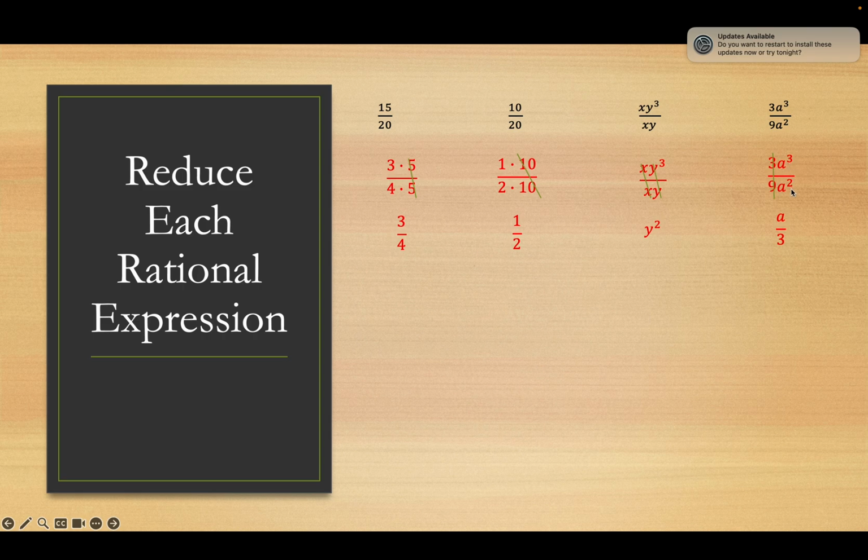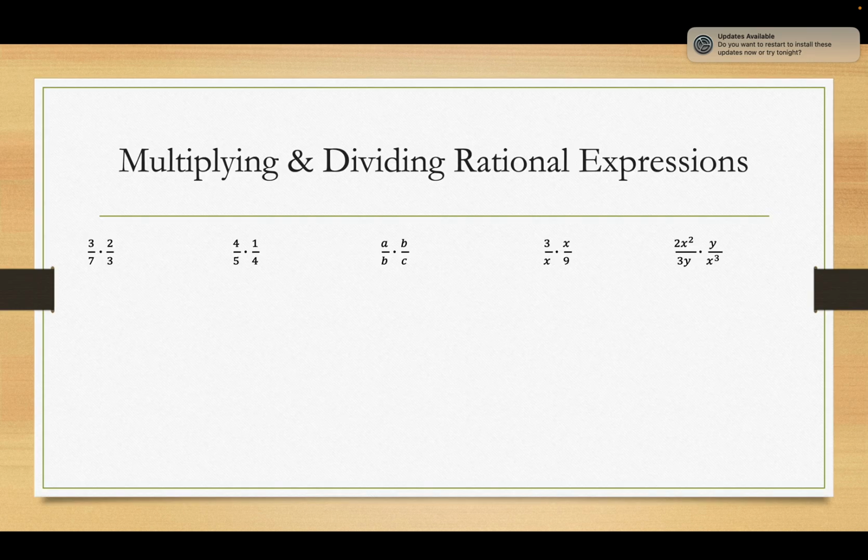And then a to the third over a squared, I can look at it as I cancel 2 of the 3 a's in the top, or I subtract exponents. That leaves me with 1a left. So that's how we reduce a rational expression.